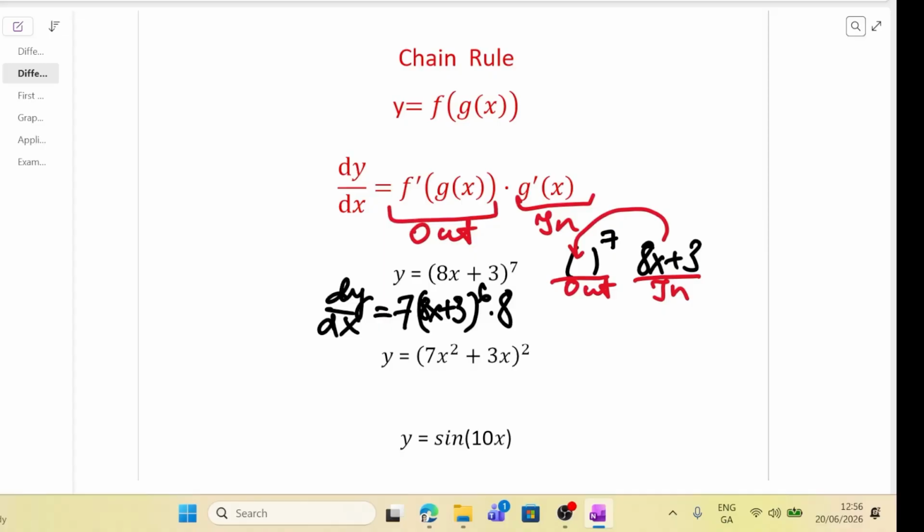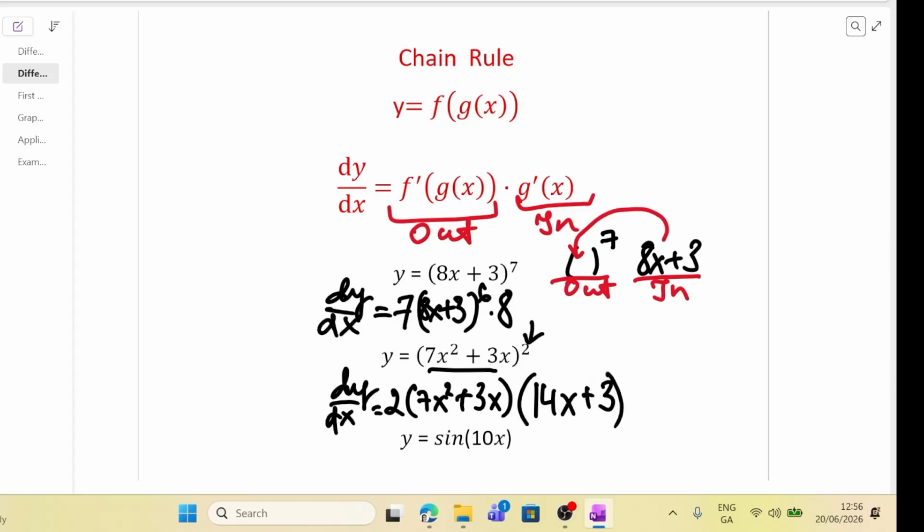Next one, the same thing. You can see this is your outside, this is your inside. So let's start by differentiating your outside first. So dy over dx is simply 2 times (7x squared plus 3x) to the power of 1, and then I multiply that by the derivative of the inside, and that will be just 14x plus 3.